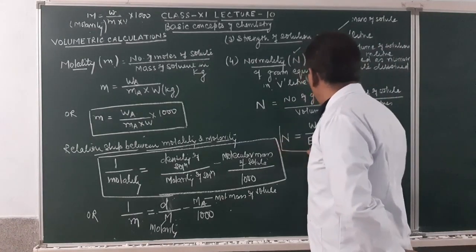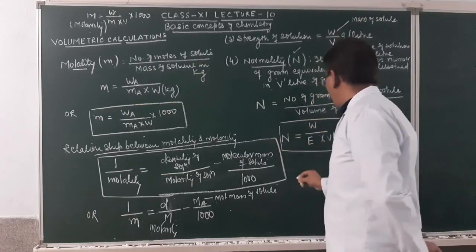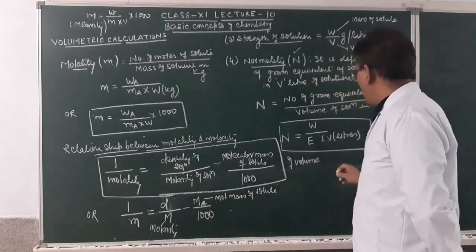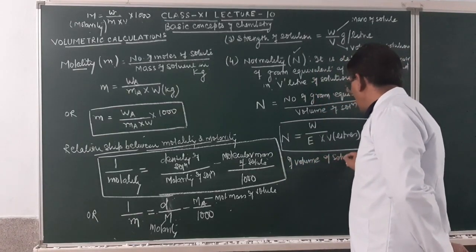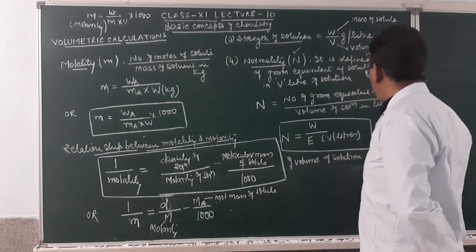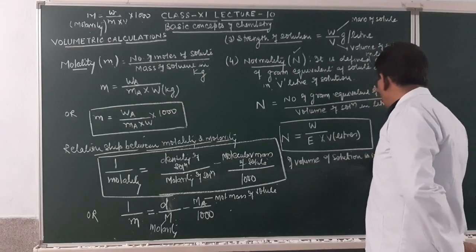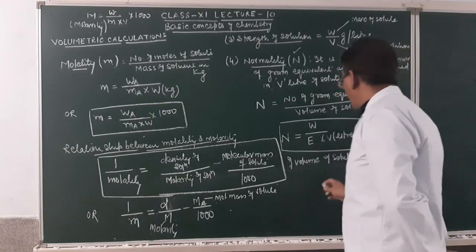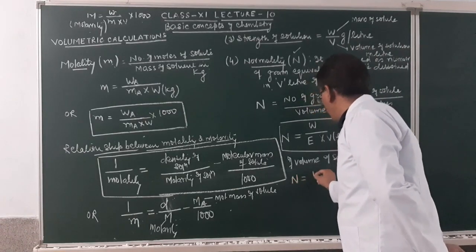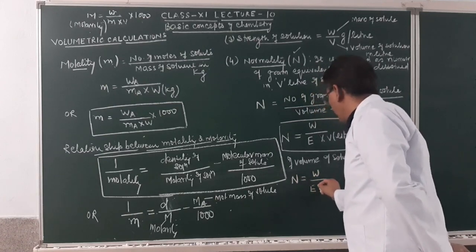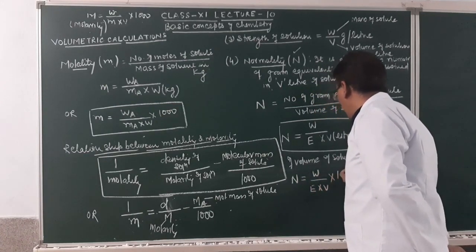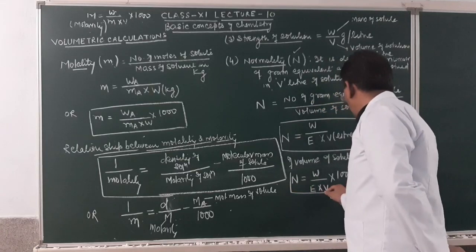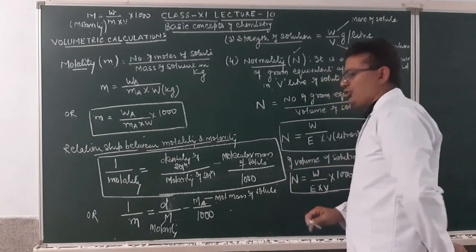If the volume of the solution is given in ml, if the volume of solution is in milliliter, then what will be the formula? Normality will be equal to W upon E into V multiplied by 1000. Am I clear? The formula will be W upon E into V into 1000.